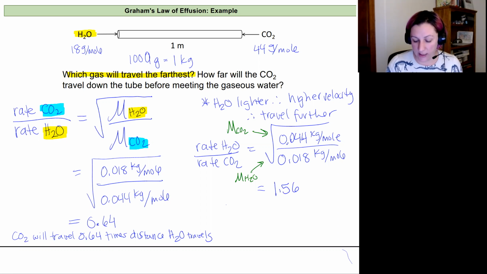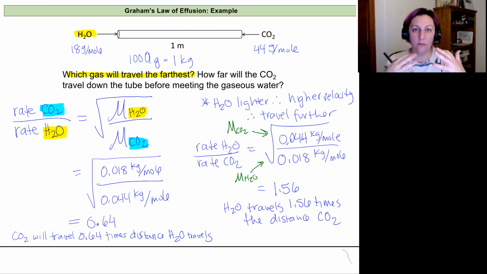And so this means that water travels 1.56 times the distance CO2 travels. So whichever one you put on the top of your rate ratio is the one that you'll use that number in the context of. So water is 1.56 times CO2, or CO2 is 0.64 times water. And either one is fine. Now we know water is going to travel further.